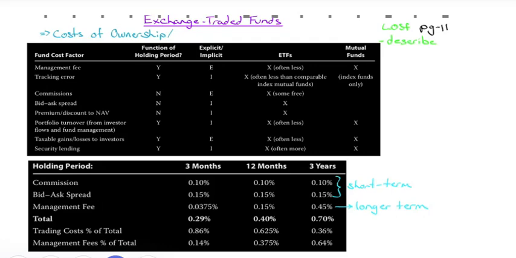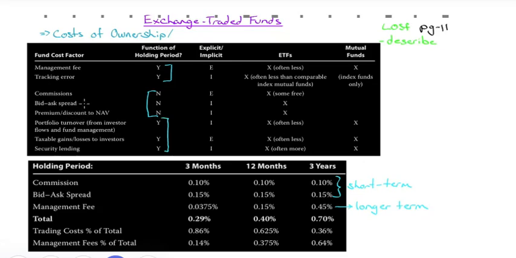So I really like it when the reading does it, because there it is right there, summarized and everything all in one place. So let's have a look at this first exhibit that we have on the screen, and I'll try to highlight the important points. There we go, to separate the Y's from the N's. This is a function of the holding period: management fees, tracking error, portfolio turnover, taxable gains and losses to the investor, securities lending. These costs are a function of the holding period, so that the longer you hold them, the more those costs really matter, like management fee or tracking error. Whereas these ones over here are not a function of the holding period. They only happen once. So commissions, bid-ask spread, the premium to discount or NAV.